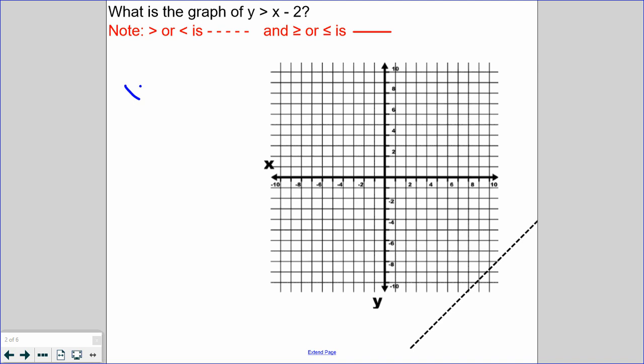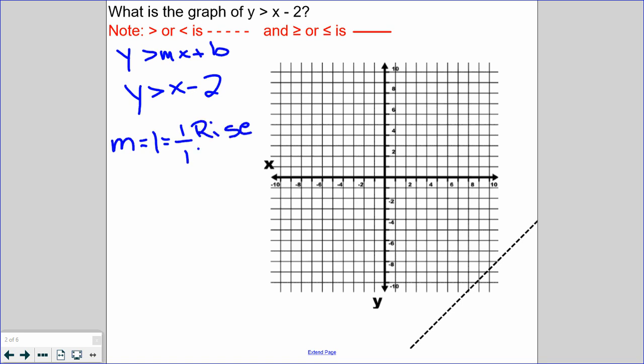So let's look at this linear inequality. y is greater than x minus 2. Again, hopefully you've already done linear equations and you know that this is in slope-intercept form. Slope-intercept form is mx plus b, where m is the slope and b is the y-intercept. So the slope of this line is the coefficient of x, which is 1, and I'm going to rewrite that as 1 over 1 because to graph this, we're going to use rise over run. And the b represents the y-intercept, which in this case is negative 2.